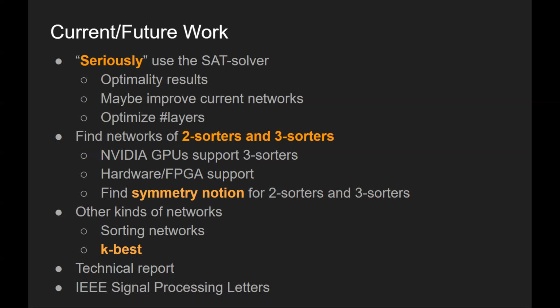But then you have to find a symmetry notion for 2 sources and 3 sources. Mary and I discussed this, but the one that we came up with wasn't quite right. It hampers optimality. We're looking at other kinds of networks too, both Mary and me: sorting networks, but also k-best. So you get a bunch of inputs and you want to compute the k-best ones. I'm working on a technical report, and my plan was, before Christmas, to send a small paper to the Signal Processing Letters, which is a journal that has a fast turnaround time, and just say, hey, I found a better network, here it is, and then refer to the technical report. That is my aim.